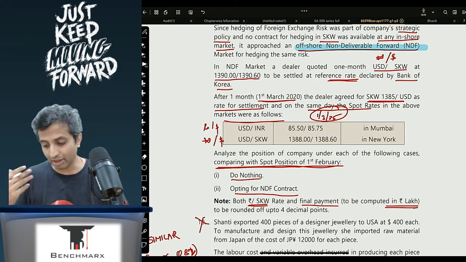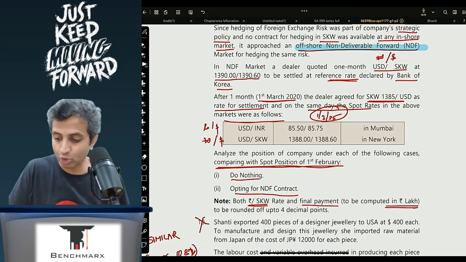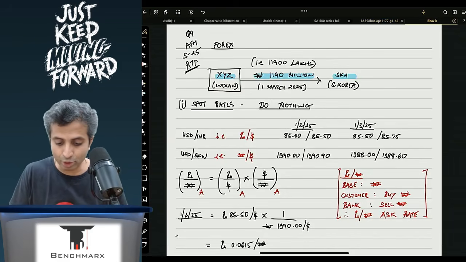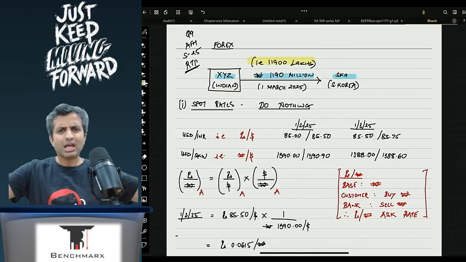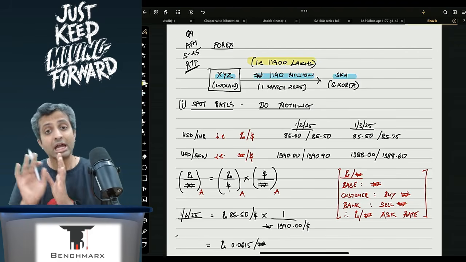So what I have done is I've converted everything into lakhs at the onset only. So when you look at this, 1190 million, that is basically 11,900 lakhs. End of story. So everything that I have solved is considering 11,900 lakhs only. So my answers directly come in lakhs only.